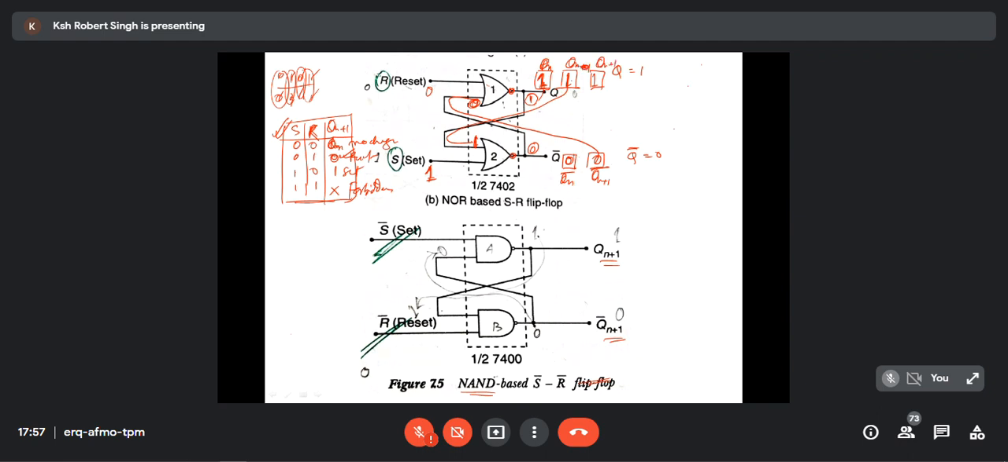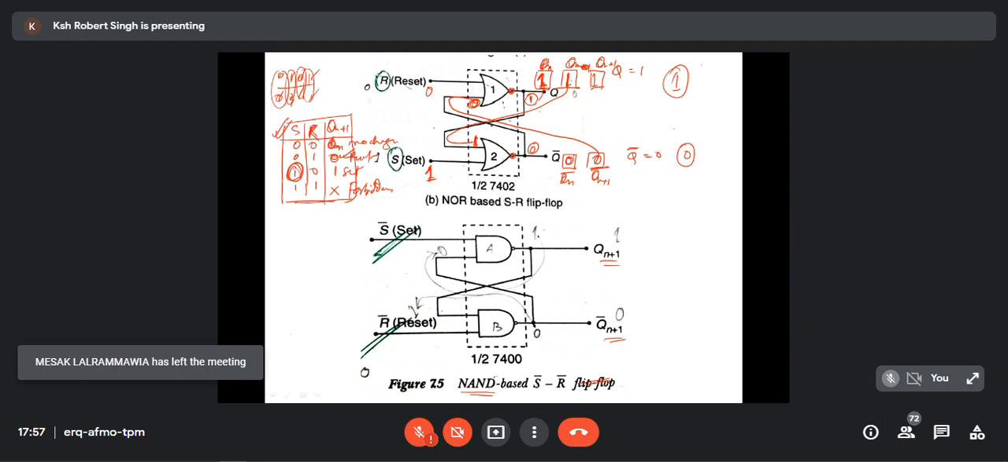Like that, it will keep on going, because that means it is always stuck to 1, and this is always stuck to 0. That means your output for the input, S is 1. When S is 1, this one.